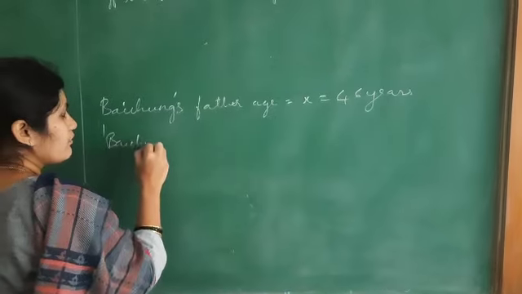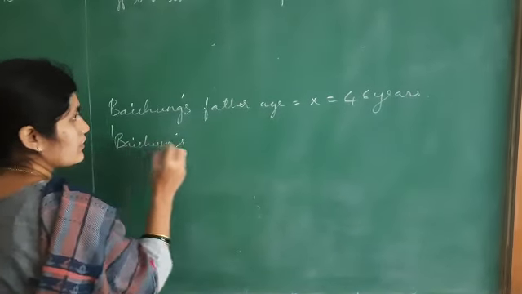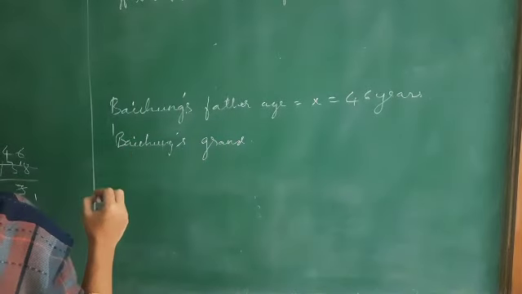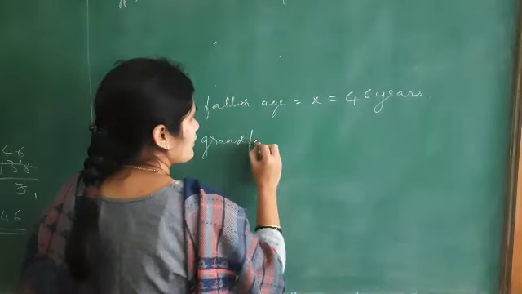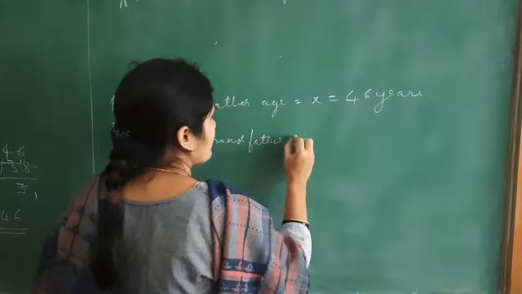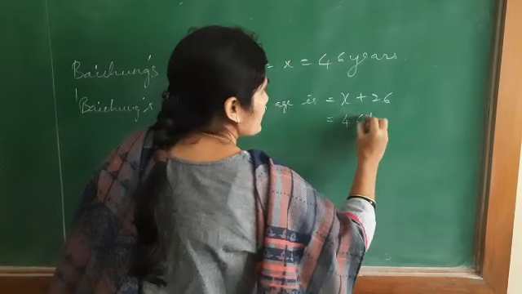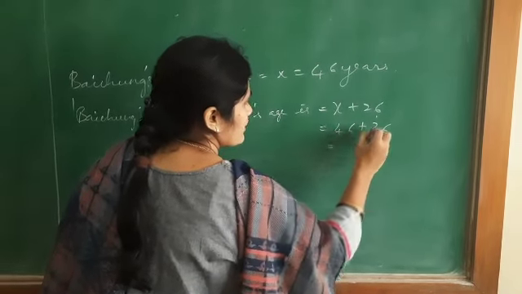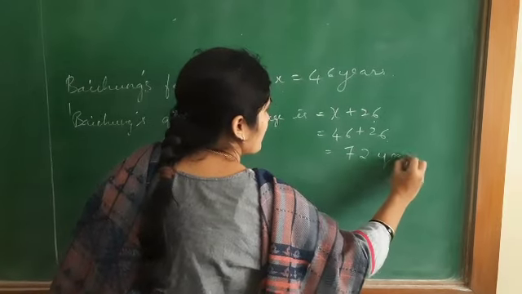Baichung's grandfather's age is equal to x plus 26. X plus 26 gives you 46 plus 26. This is 6 plus 6, 12, carry 1. 4 plus 2 is 6, plus 1 is 7, so 72 years.